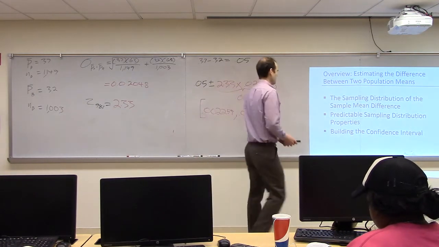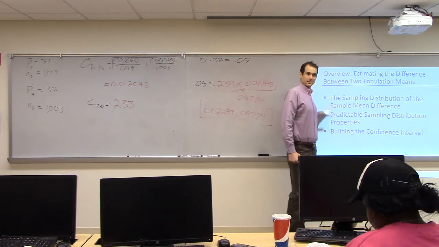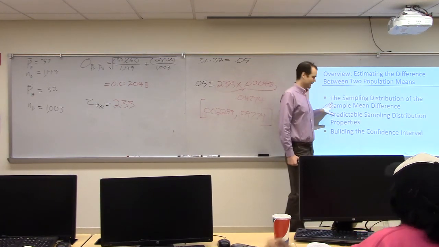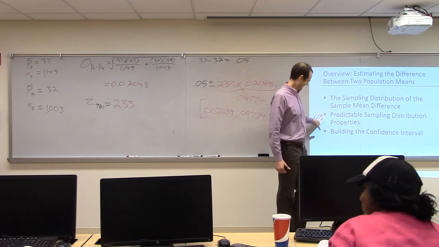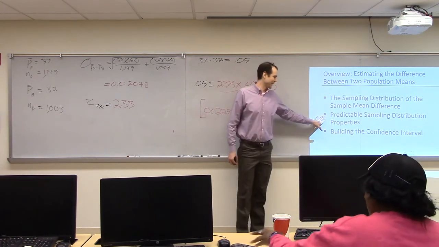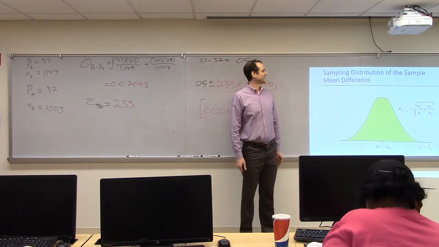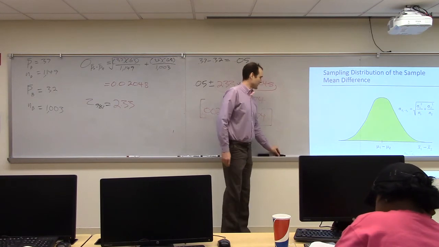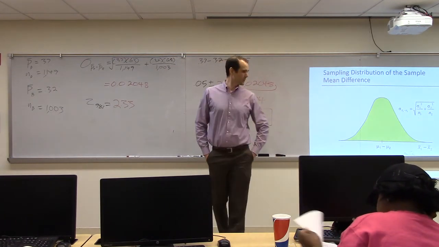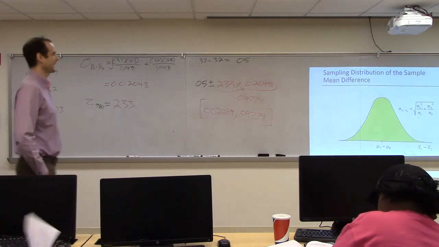We'll use something called the sampling distribution of the sample mean difference. It has predictable sampling distribution qualities, which will allow us to build the confidence interval. All right, this slide should look exciting to you. So take a look at the title of that slide.